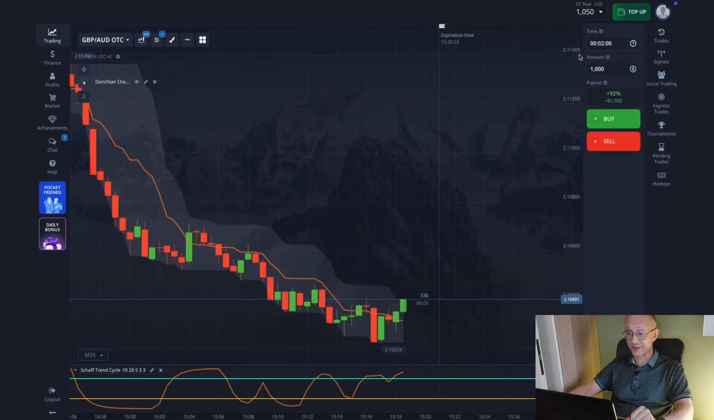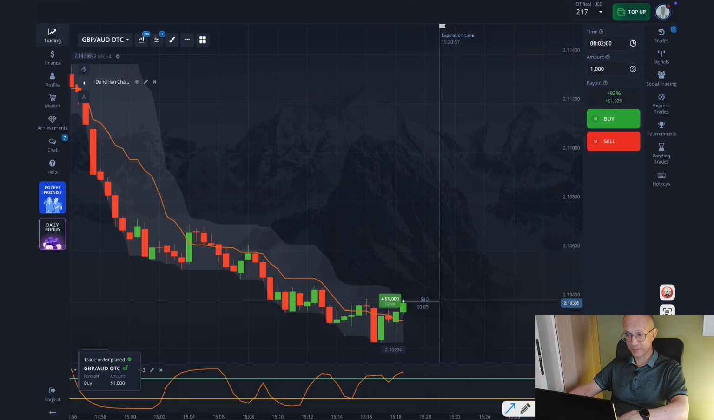Here's a confident signal. The expiry time is 2 minutes and I'm opening a long trade for $1,000. The chart shows some excellent movement, and the signals from the indicators fully confirm the current actions, which reinforces confidence in the correctness of the chosen strategy and direction.